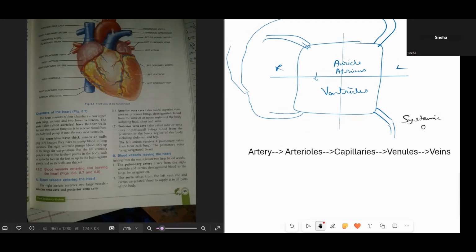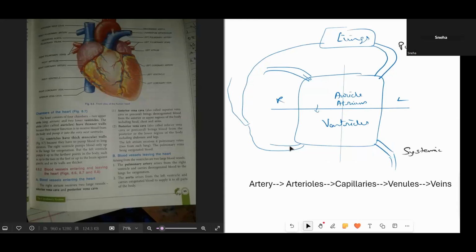Okay, next we'll look at the names of the arteries and the veins. So these two over here, they are veins or arteries? They're arteries. They're taking blood away from the heart. So what is the name of this right side, I mean the left side of the heart? What is this artery?